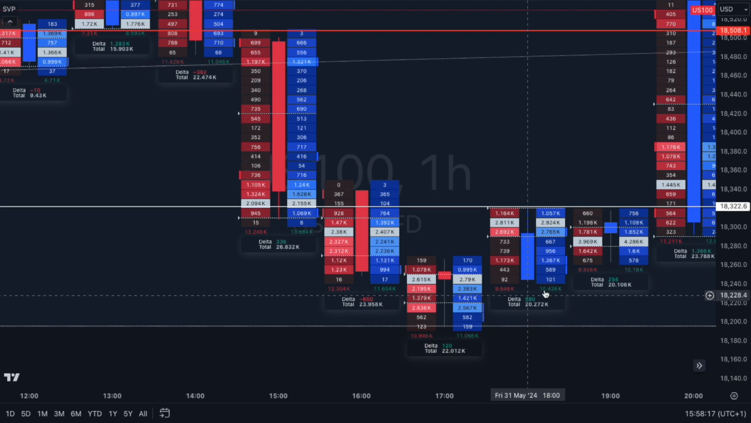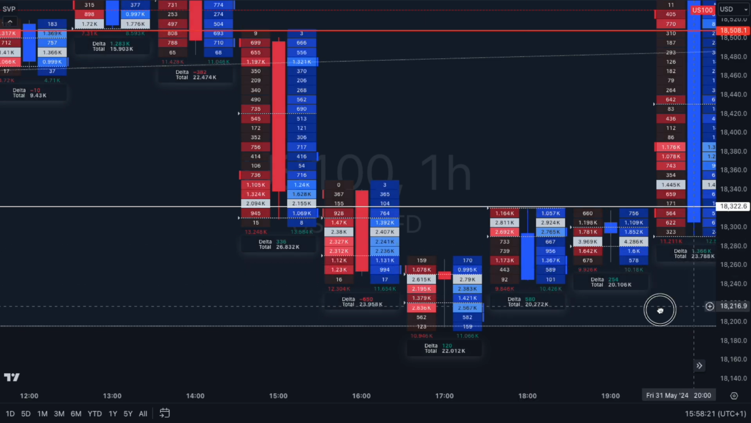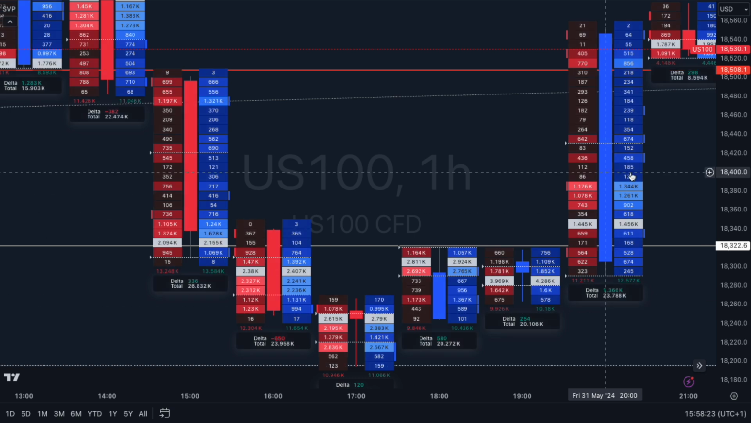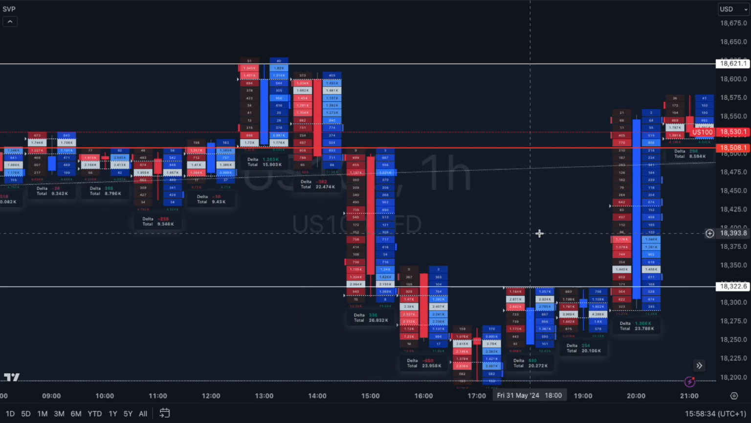And as you can see, the buyers then begin to take control. The buyers take control some more. Then naturally, it flies up. All the buyers are in at this level, 1,366. And then it flies all the way to the upside, right? So this is how this tool essentially works.